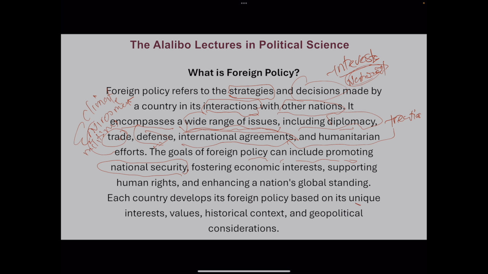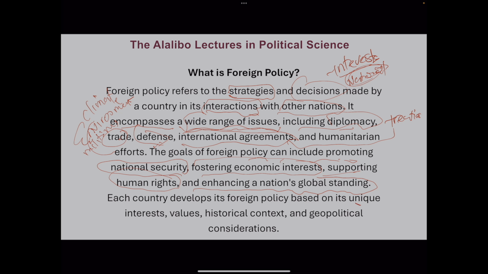Okay, so the goal of foreign policy can include promoting national security, fostering economic interest, supporting human rights, of course, and enhancing a nation's global standing. There are many reasons here. There are many motivations here. Please take note, students: many reasons why countries will promote their foreign policy. They want to enhance their standing on the global stage. They want to be sure that countries see them as serious, as impactful, etc. They want to make sure that countries can rely on them.